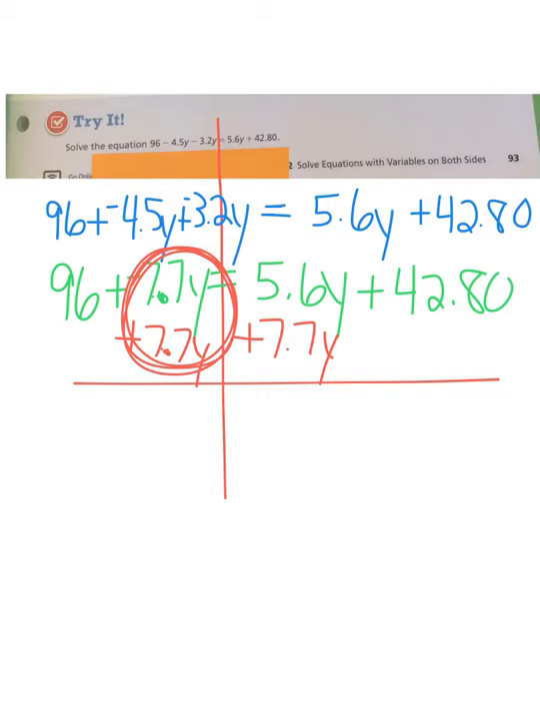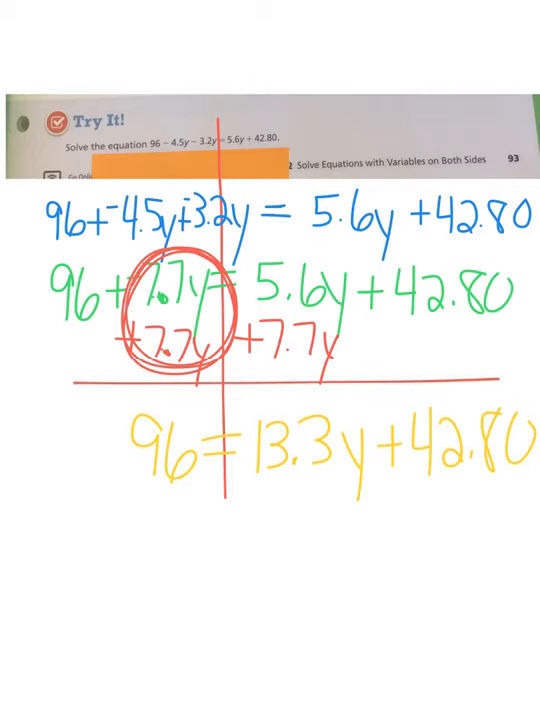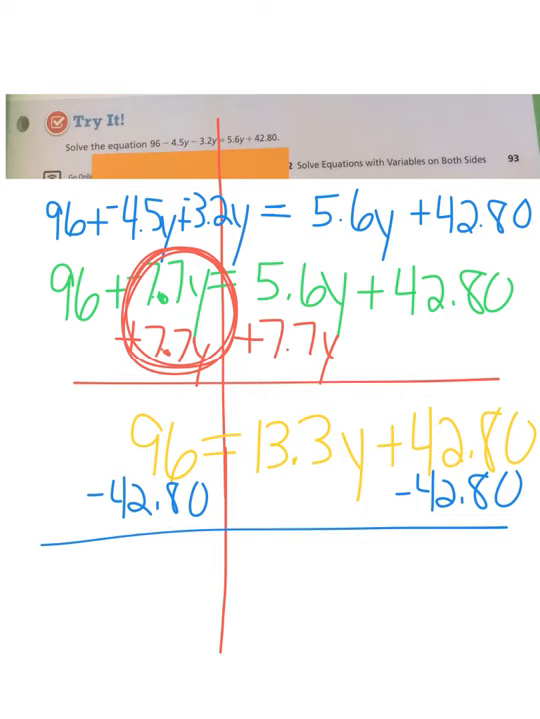So we are left with 96 equals, add those together, 13.3y plus 42.80. And now we really just need to isolate our letter. We got our letters together. We want to undo our add or subtraction here. We have add 42.8. The opposite of that would be a take away 42.8. And when we do that, we're left with 13.3y on the right-hand side, and I'm left with a 53.2 on the left-hand side.